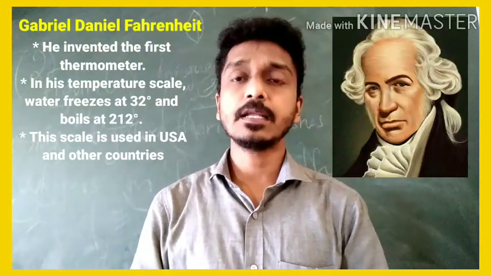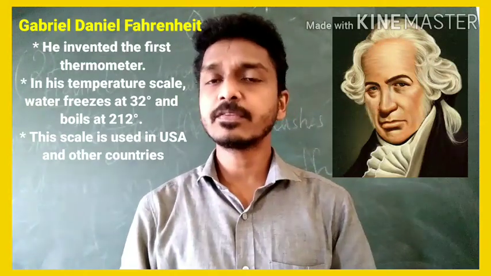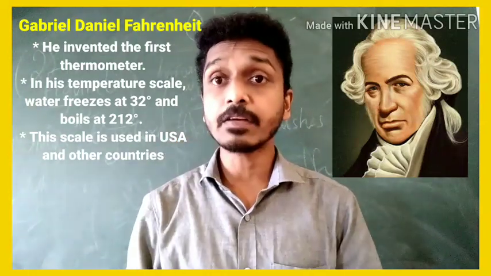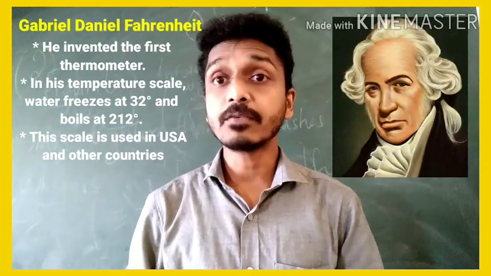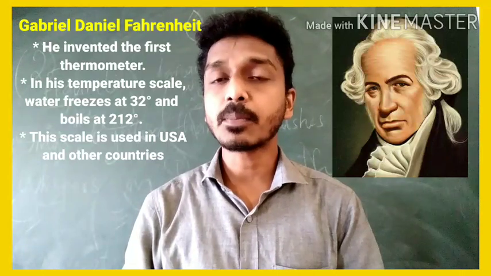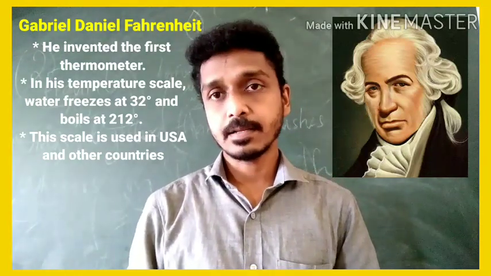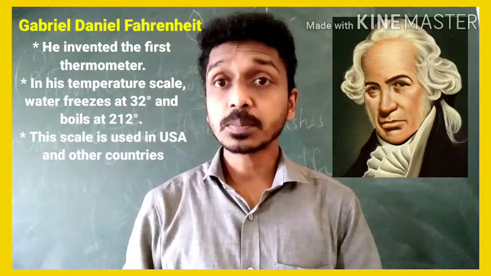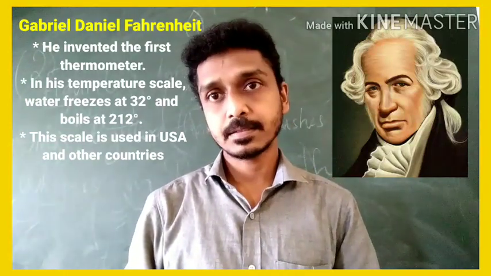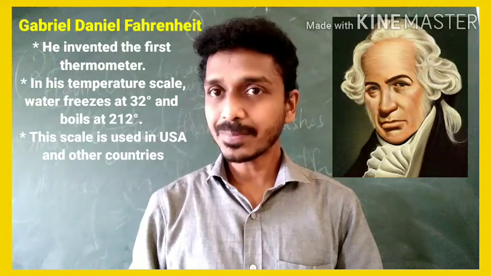Nowadays some countries are using this scale. For example, the USA is using the Fahrenheit scale, invented by Gabriel Daniel Fahrenheit. In his scale, water freezes into ice at 32 degrees, and water boils at 212 degrees. Understood, right? I hope you understood about the Fahrenheit scale and the contribution of Gabriel Daniel Fahrenheit. Clear, my dears?